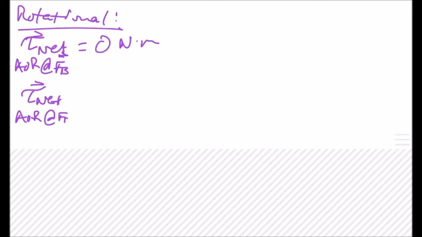And since this is rotational equilibrium, what will that equal? 0. What? 0 what? Newton meters. Very good. Now we're going to do the second torque net statement. So we've got torque net where the axis of rotation is at FB equals, what are we going to write down? Yeah, the sum of all of the what? Torques, okay? Sum of all the torques.